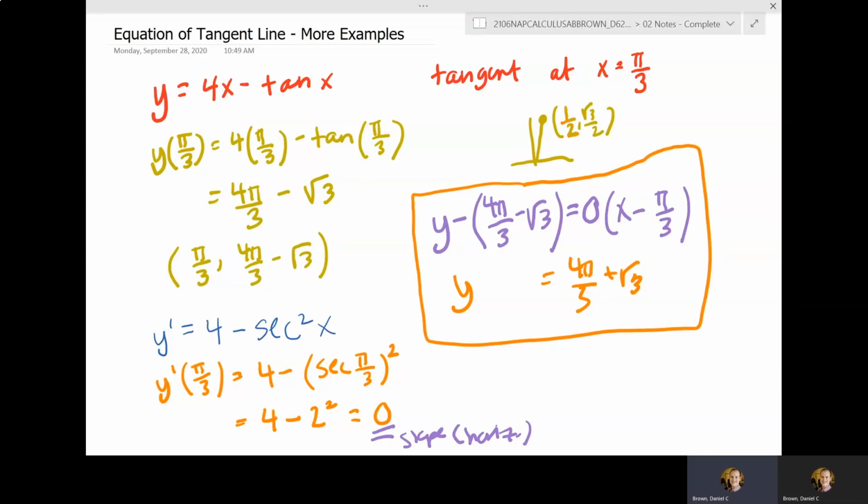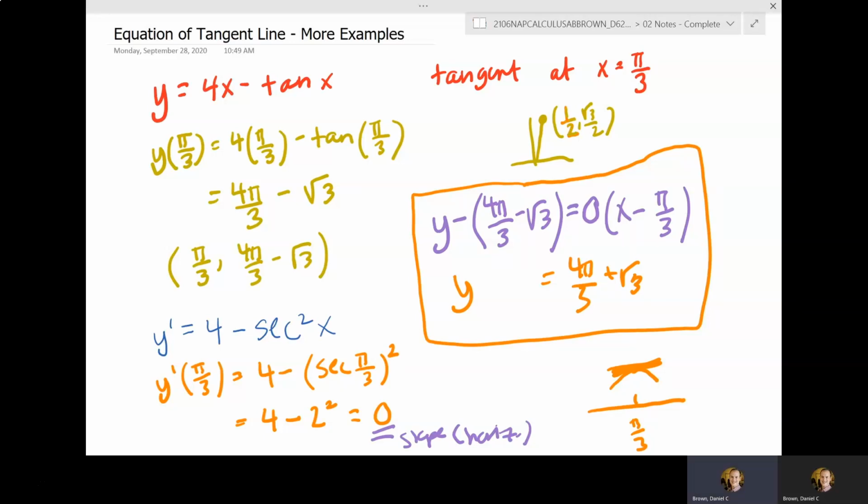But basically what we know is that on this graph, whatever it may look like, at this point of pi over 3, it does have some sort of horizontal tangent. And what is that horizontal tangent exactly? That is the equation of the tangent line that we found.